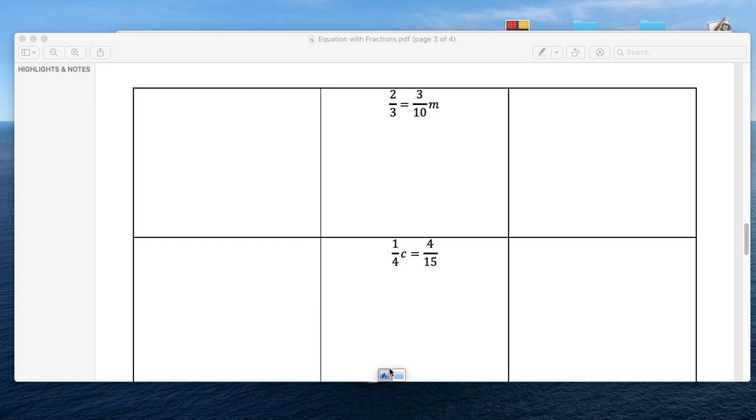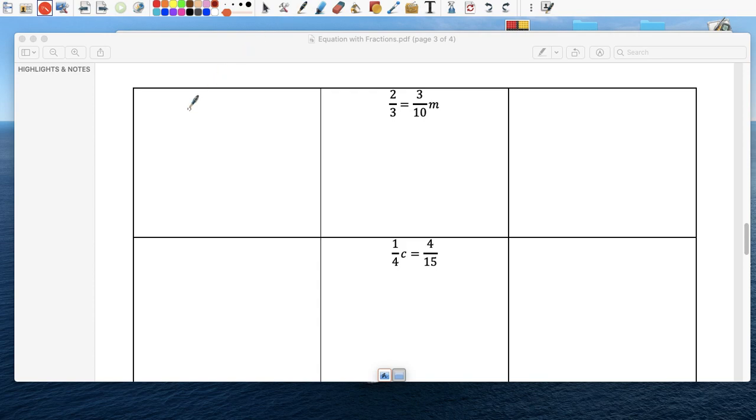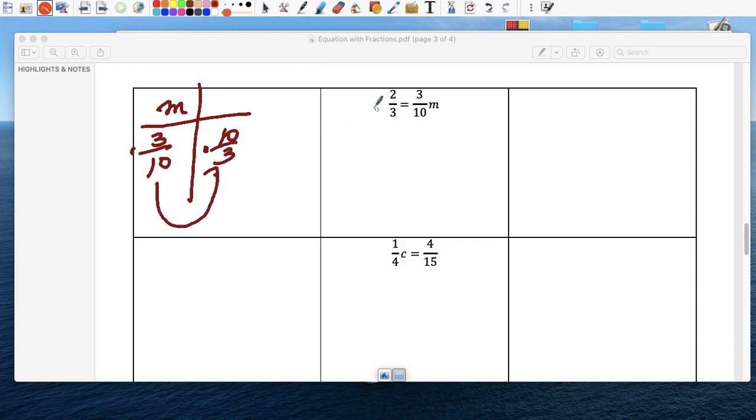All right, next, same thing, nothing changes. So we have m, which is currently being multiplied by 3/10. And the reciprocal of 3/10 is 10/3, so I'm multiplying both sides by 10/3. So I'm going to take this, multiply by 10/3, take this, multiply by 10/3. Now you're welcome to use your calculator. Let's do the easy side where the m is. So 3 and 3 simplify to 1, 10 and 10 simplify to 1, and I have m left over.